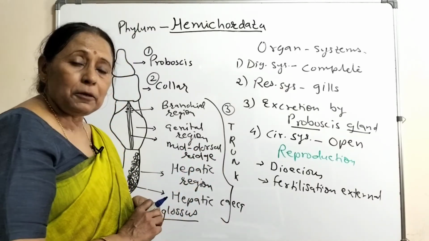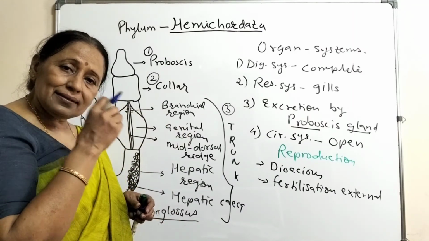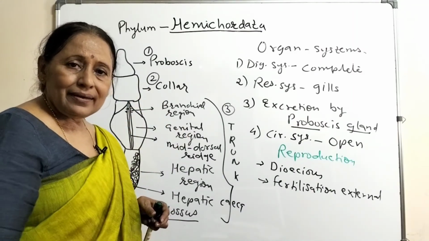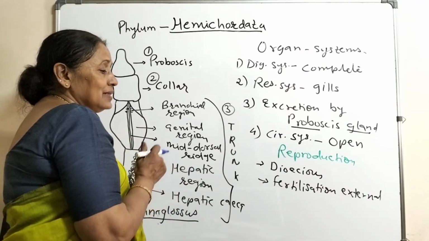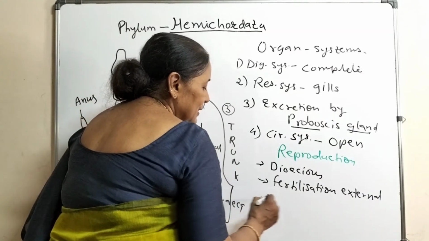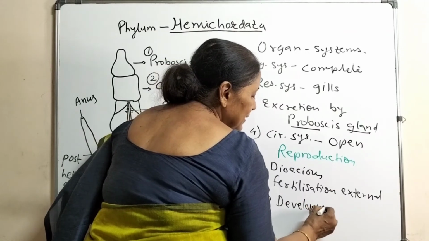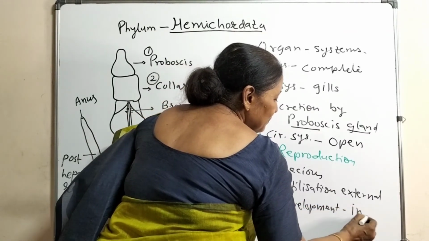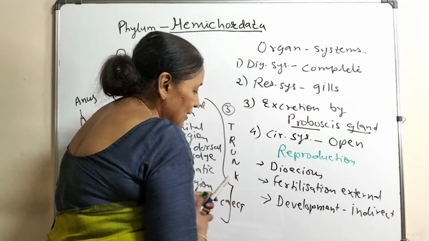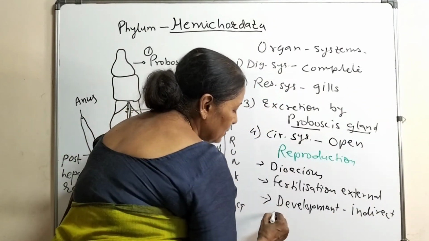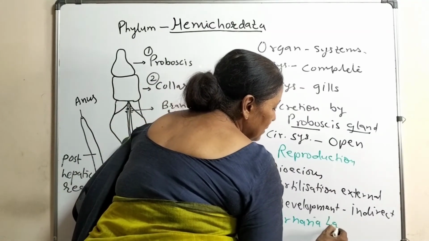Then what for reproduction? It is not going to come out of the burrow for reproduction. It releases its gametes in the ocean. There the fertilization takes place. So fertilization is external and the development is indirect. And what is the name of the larva? The larva is Tornaria larva.